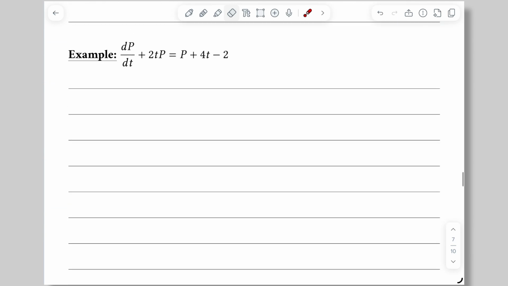Now I've got another one I'd like you to try. dp/dt + 2tp = p + 4t - 2. That's a mouthful. Here we have that p is the dependent variable and t is the independent variable.